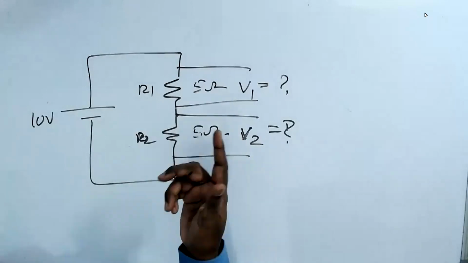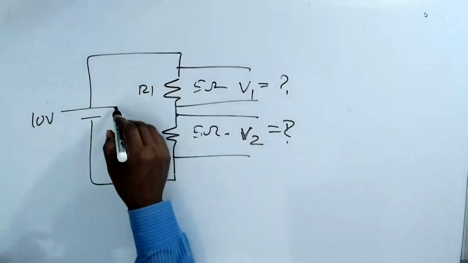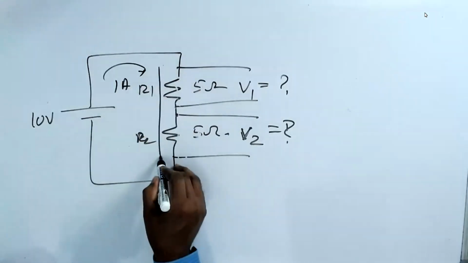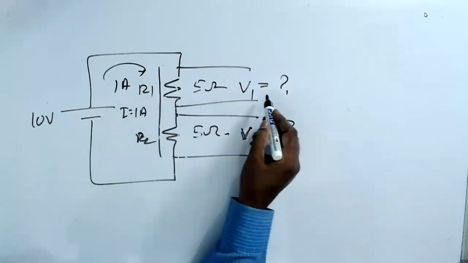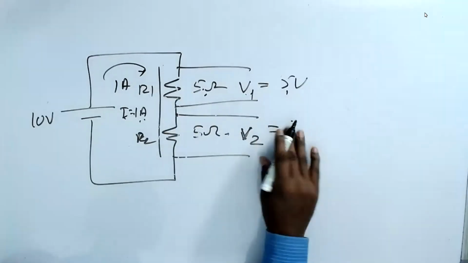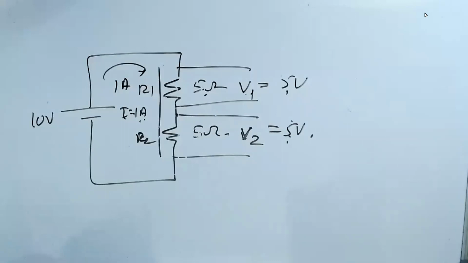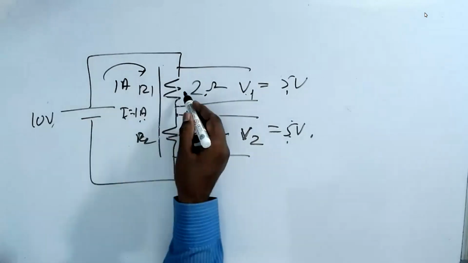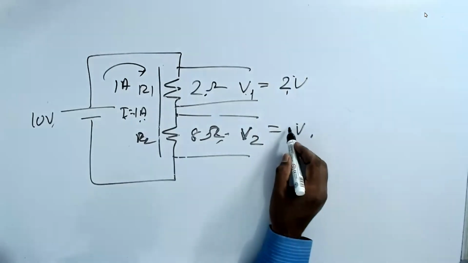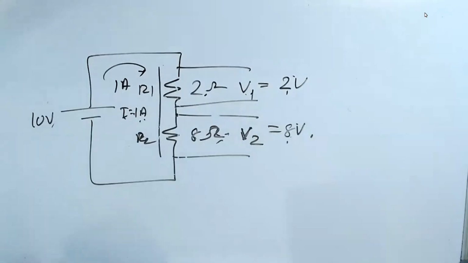So 5 plus 5 is 10 ohms in series, 10 volt. The current is going to be 1 ampere. I is common, 1 ampere. So V1 is equal to I into R1, 1 ampere into 5 ohm, 5 volt. And this is 5 volt. Am I right? Now, if you do the same thing with 2 ohm and 8 ohm, 8 plus 2 is 10. Same 1 ampere, but here it is 2 volts and here it is 8 volt. So understand this very clearly.